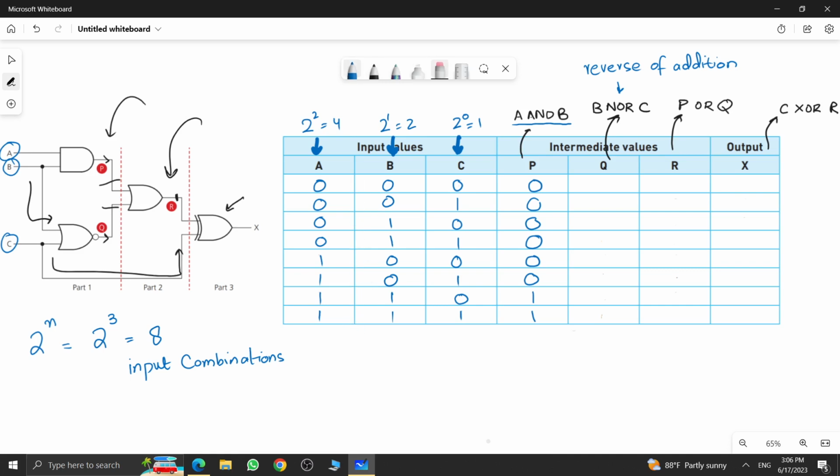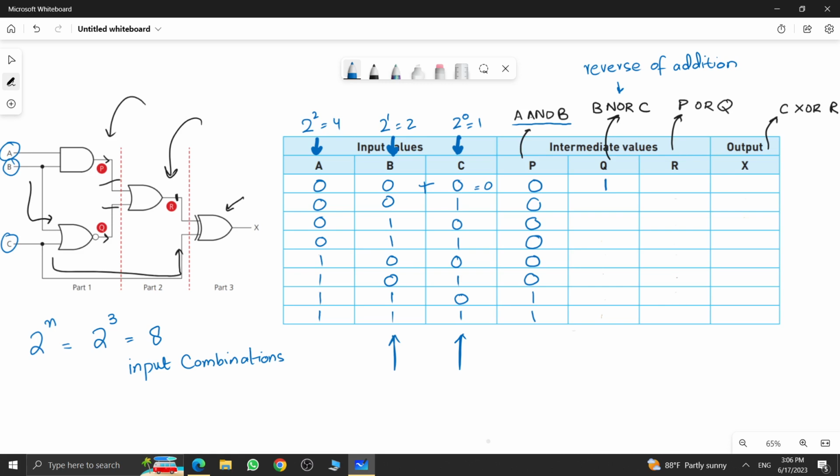Now, consider the values of B and C. So, for column number 1, both the values are 0, 0. When you add them, 0 plus 0 is 0. But the reverse of addition will be, since the result is 0, you have to make it 1 for Q. Because Q is not OR. The function of Q is NOR, and NOR is the reverse of OR. For the addition it is 0, but we will make it 1 since it is a NOR gate.